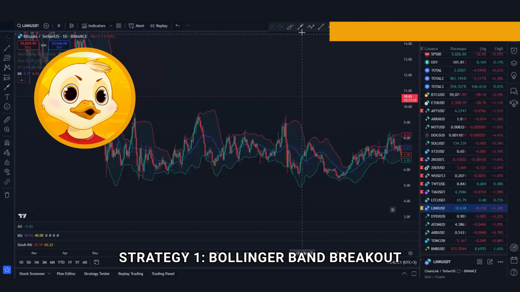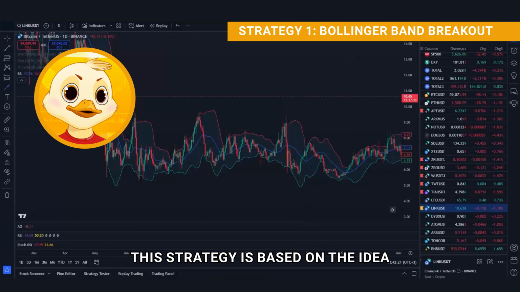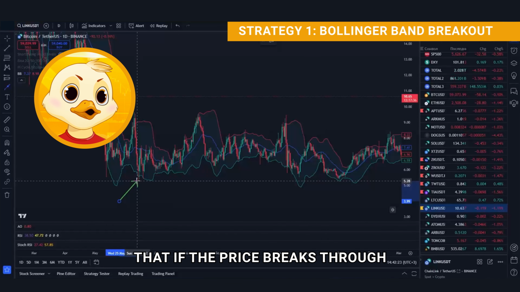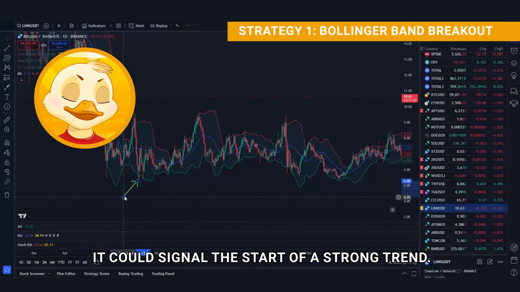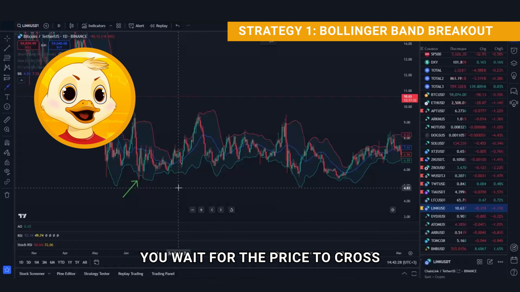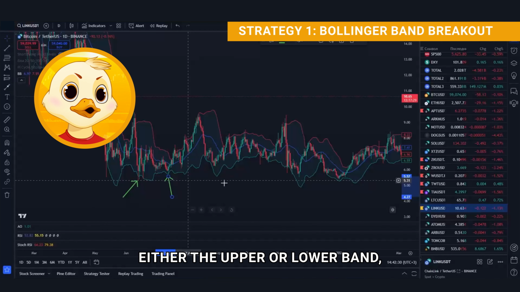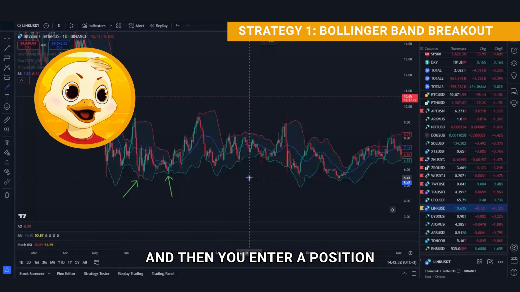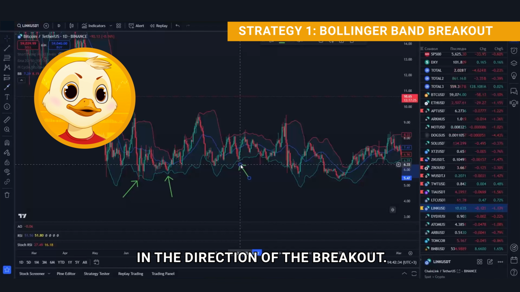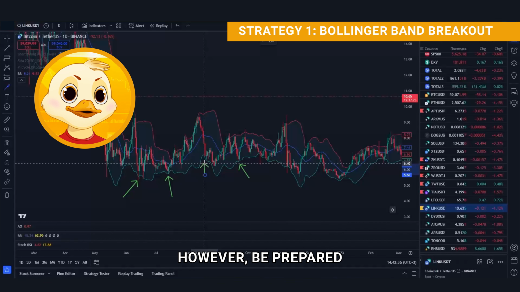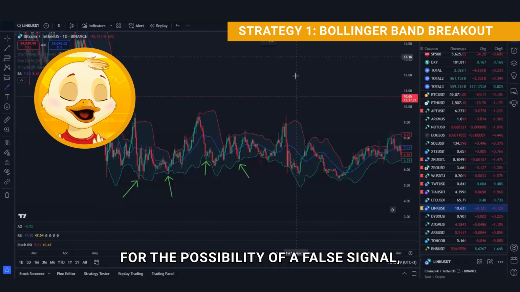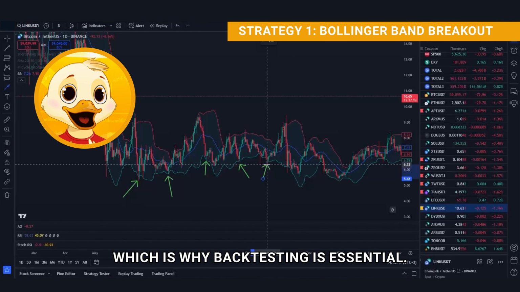Strategy number 1. Bollinger Band Breakout. This strategy is based on the idea that if the price breaks through one of the bands, it could signal the start of a strong trend. You wait for the price to cross either the upper or lower band, and then you enter a position in the direction of the breakout. However, be prepared for the possibility of a false signal, which is why backtesting is essential.